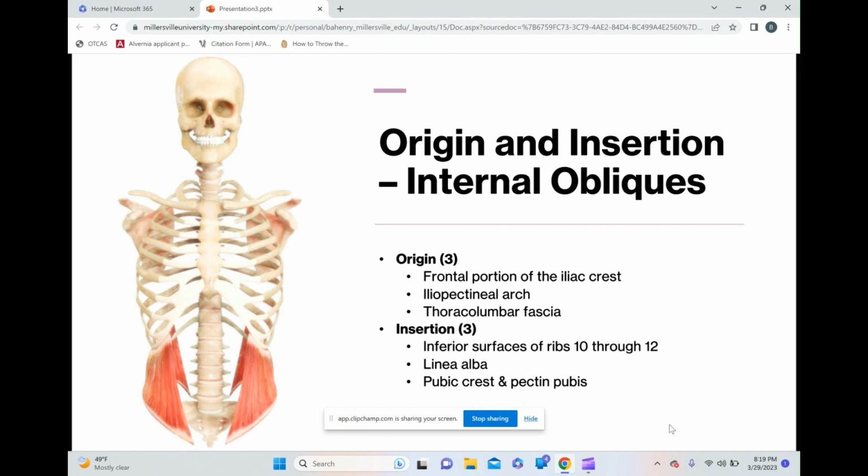The internal oblique muscles also have 3 points of insertion. The first point of insertion are the inferior or lower surfaces of ribs 10 through 12. The second point of insertion is the linea alba. The linea alba is a blanket of connective tissue that runs down the middle of the abdominal wall to the base of the sternum and again to the top of the pelvis. The third and last insertion point for the internal oblique muscles is the pubic crest and pecten pubis, which are both portions of the hip bone.